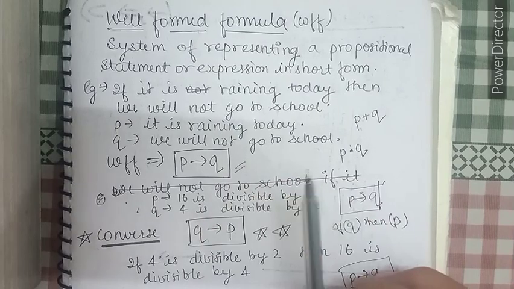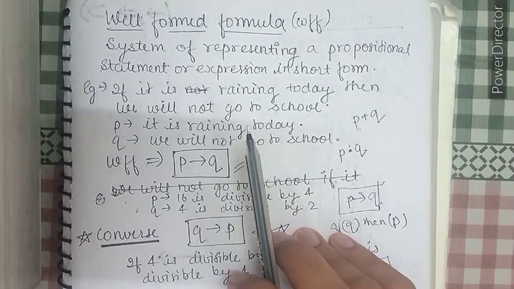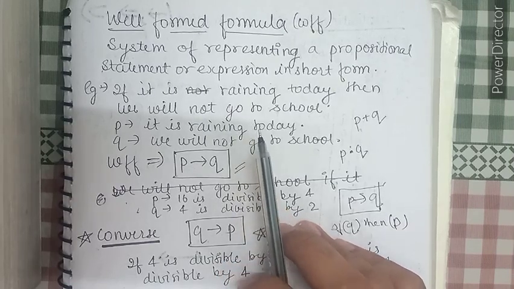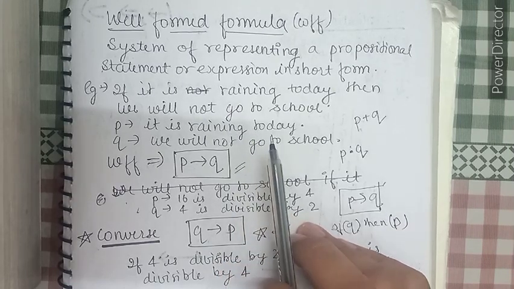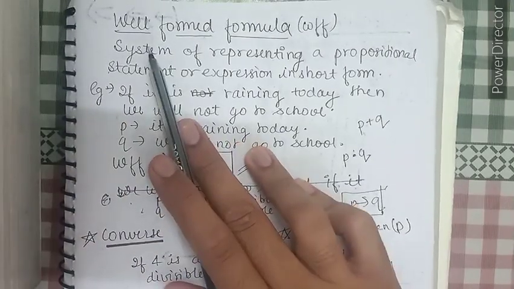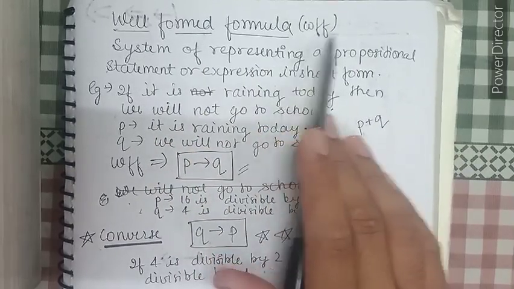Hello friends, today we are going to continue the second part of Boolean algebra. In this we will discuss some important topics like converse, inverse, contrapositive, well-formed formula, syllogism, tautology and so on. Firstly, we are going to discuss the well-formed formula, which is known as WFF.